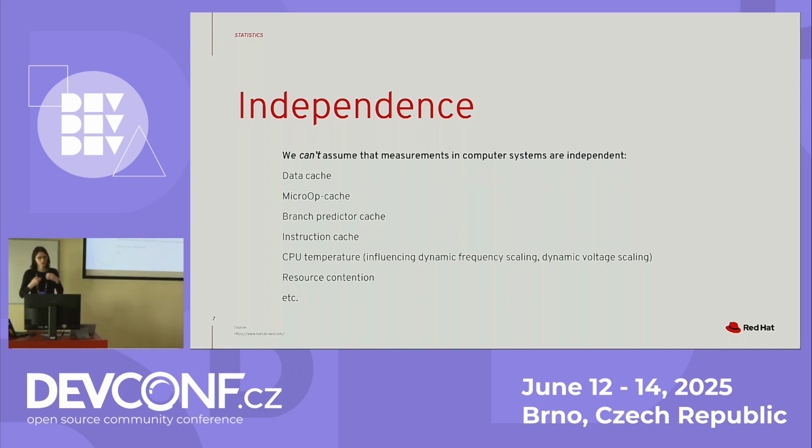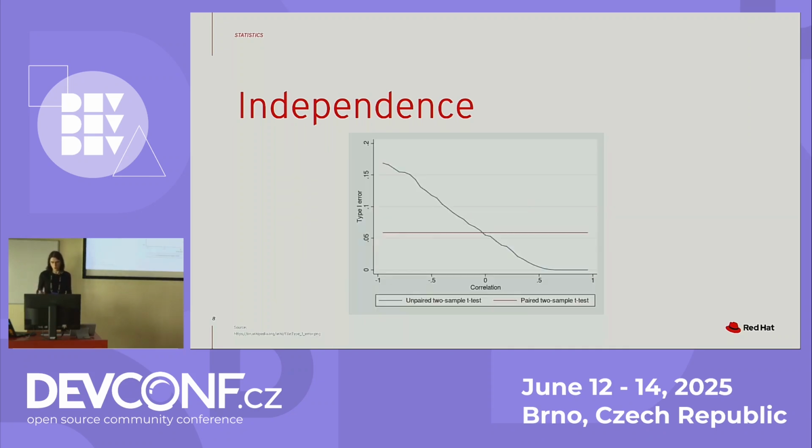And if we are executing one after the other, then of course the first one will influence the second one. What happens if we don't take that into account? So the easiest way to account for that is to execute tests in pairs and then randomize the order in which they are executed, and then we get so-called paired tests.